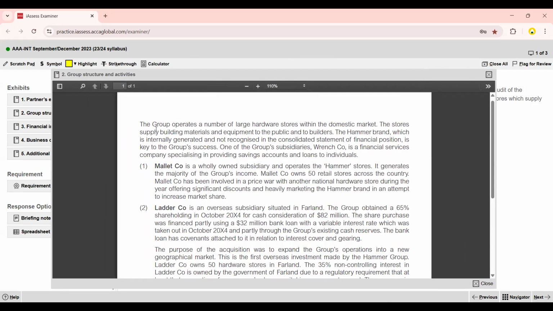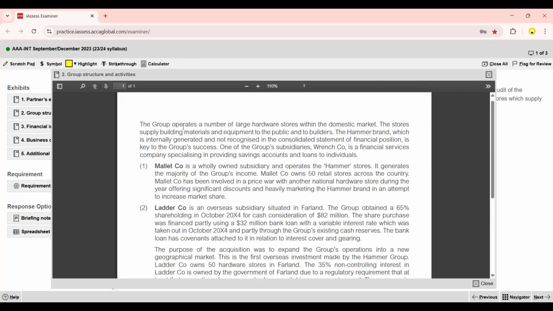So, Exhibit 2. The group operates a number of large hardware stores within the domestic market. The stores supply building materials and equipment to the public and to builders. The Hammer brand, which is internally generated, highlight this as it will help us in writing a risk of material misstatement, as it is an IAS 38 intangible asset internally generated and not recognized in the consolidated statement of financial position, is key to the group's success. One of the group's subsidiaries, Wrench Company, is a financial services company specializing in providing savings accounts and loans to individuals.